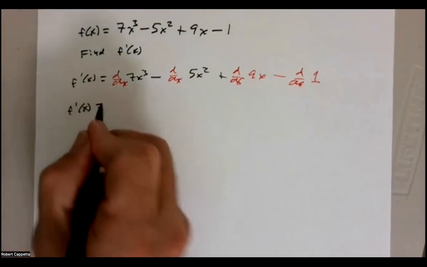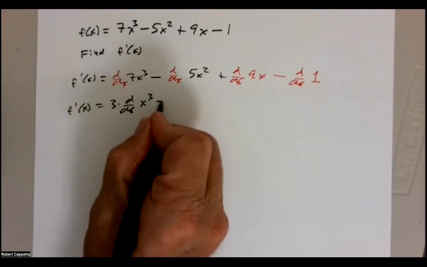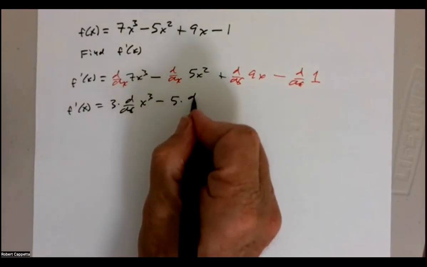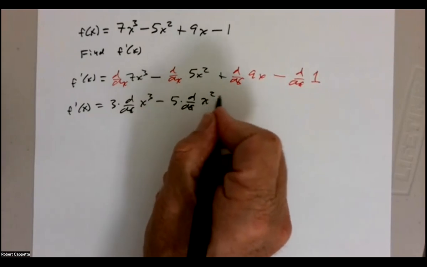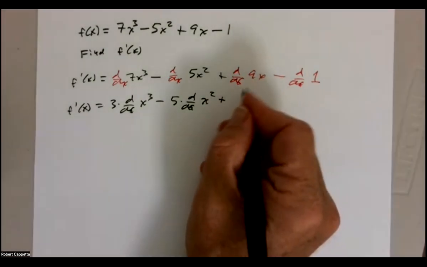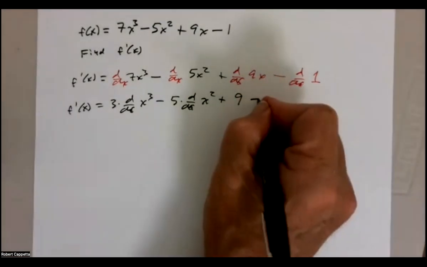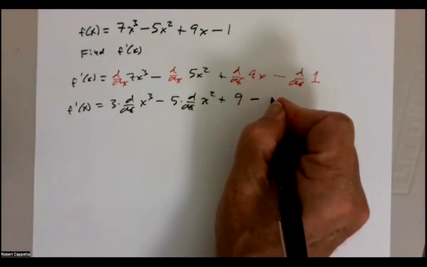You can pull the 7 out in front, 7 times the derivative of x cubed. Pull the 5 out in front, 5 times the derivative of x squared. Derivative of 9x. What is the slope of 9x? As we said in our first example, slope of 9x is 9, but the slope of 1, the constant function, is just 0.